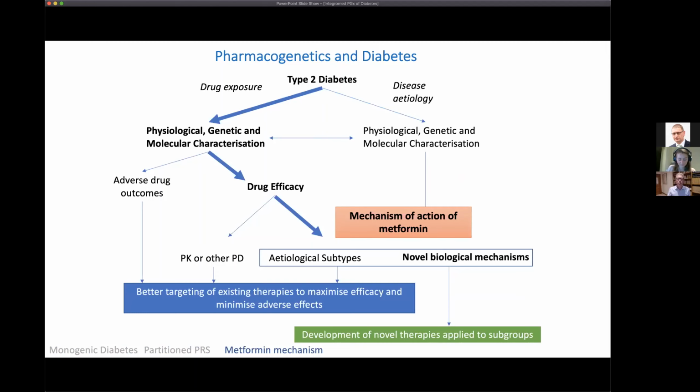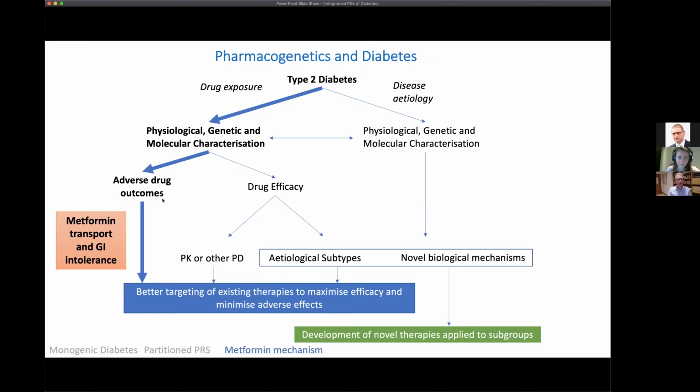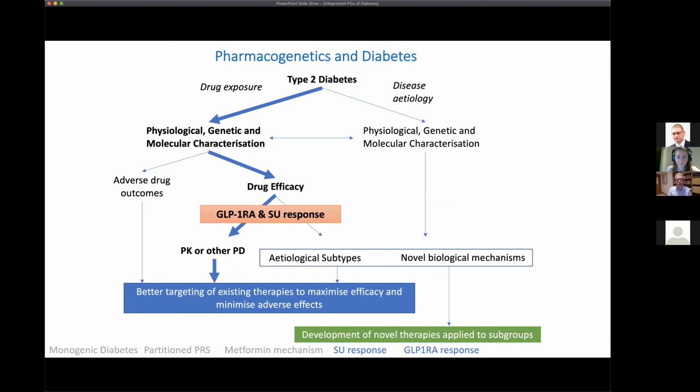Then I'm going to swing across to the pharmacogenetic angle and look at metformin response and give some insights into what we've learned around mechanism of action of metformin, look at metformin intolerance, and then look at GLP-1 receptor agonists and sulfonylurea response.